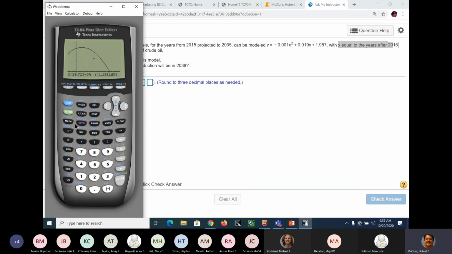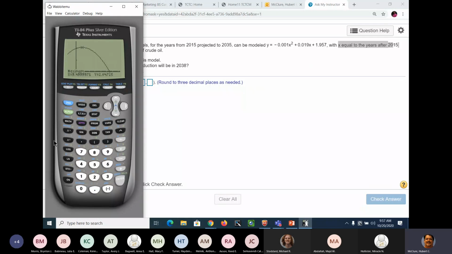So second, trace. Well, Hubert, what's the question asked? I don't care what the question's asked. I want to know what the vertex is, and I want to know what the X-intercept is. After that, I'll go back to the question. Okay, so there's my vertex. So I'm going to draw a little sketch of what I got right there.